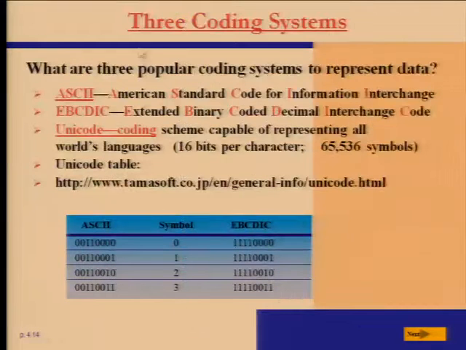So as I mentioned, we have a number of coding systems. The 3 famous ones are here. The first one is ASCII, which stands for American Standard Code for Information Interchange. And the other one is EBCDIC, the short form for Extended Binary Coded Decimal Interchange Code. And of course, with more countries and different languages joining into the computing world.